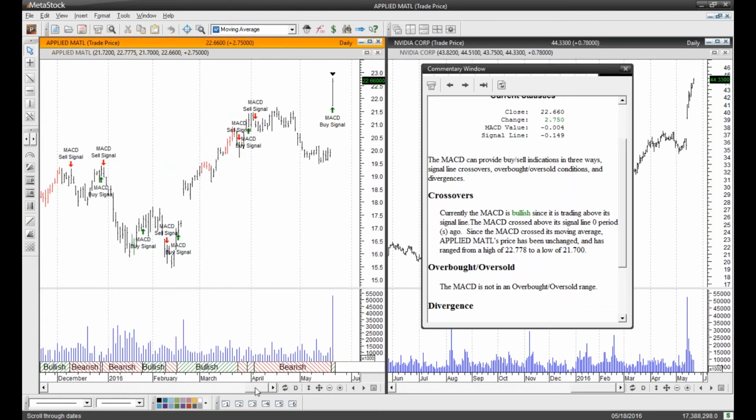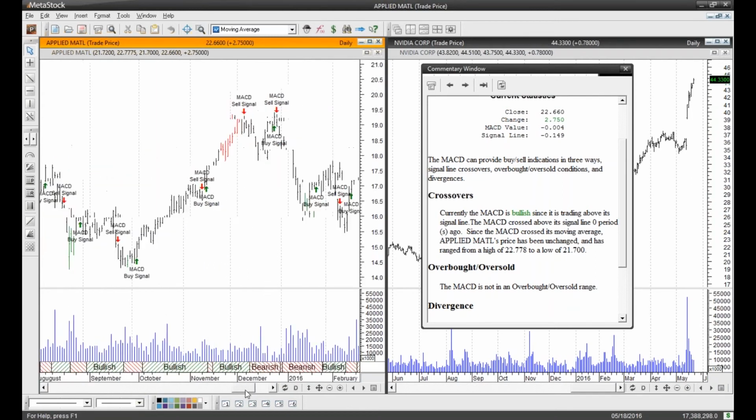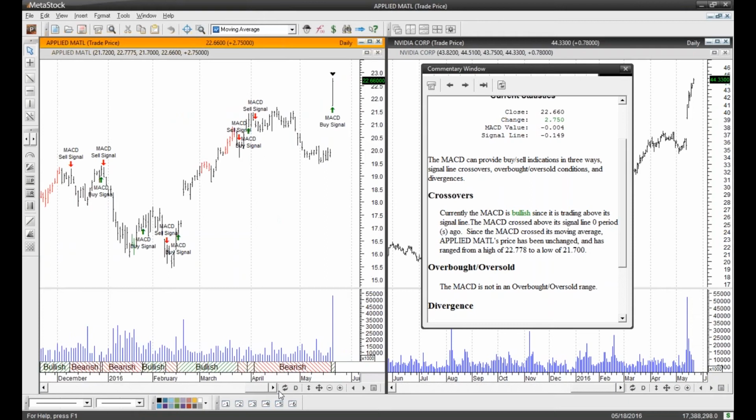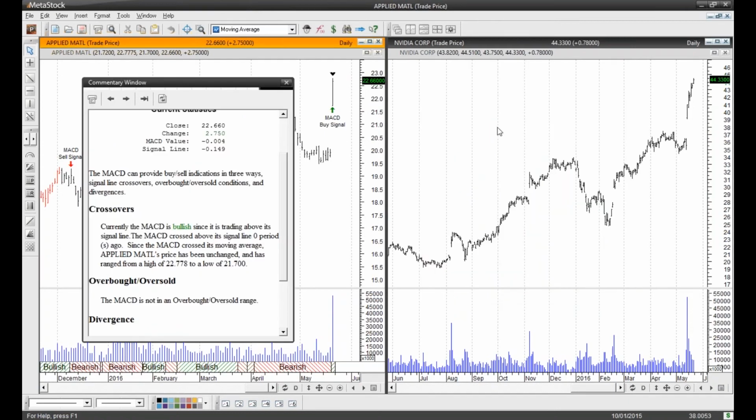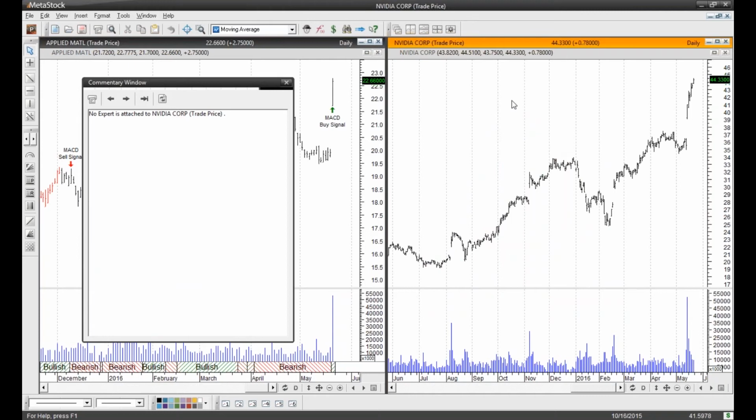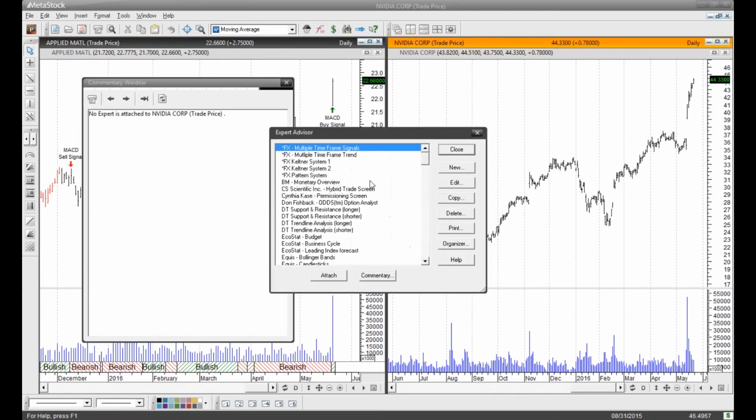This instrument, Applied Materials, is showing quite a bit of volatility, if that's something that you look for. We have a lot of volume with this, so this could be a potential instrument that you might want to trade. We also have something very similar with NVIDIA Corp. I can go ahead and put that expert on. Let's take a look at that.